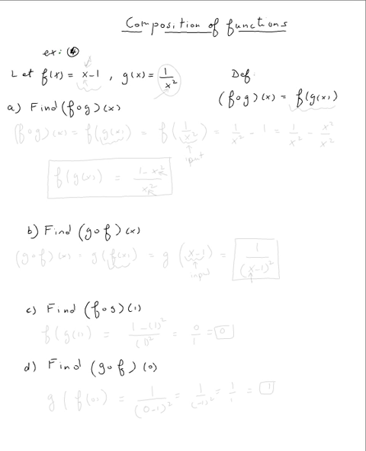The topic here is composition of functions. So let's do example 4. The definition is right here. f circle g of x is f of g of x. So first we need to find f of g of x.